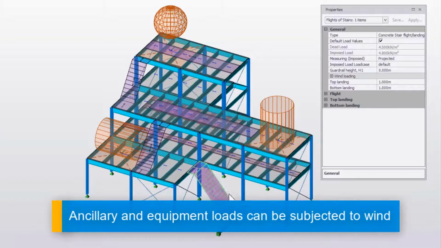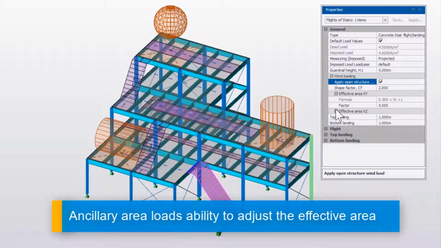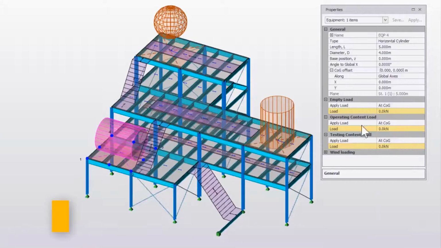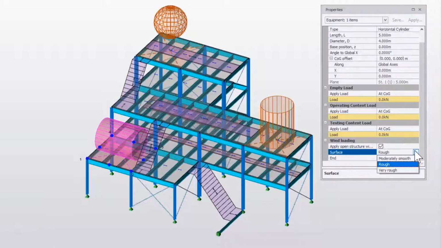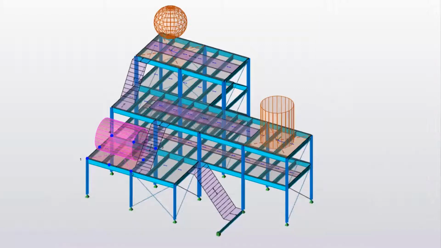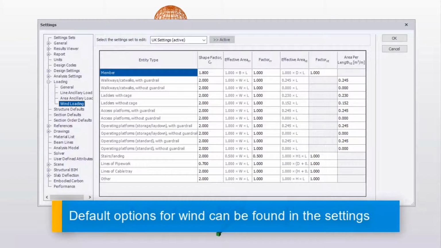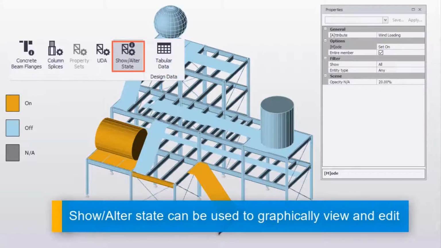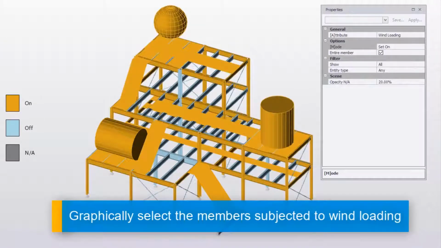Any ancillary or equipment objects applied to the structure can be subjected to wind, with the ability to adjust the application area. Additional options on equipment loading to adjust the surface roughness and end shape conditions on horizontal cylinders. The defaults for impact loading on objects can be found in the settings. A graphical show alter state can be used to graphically view and edit the objects subjected to impact wind.